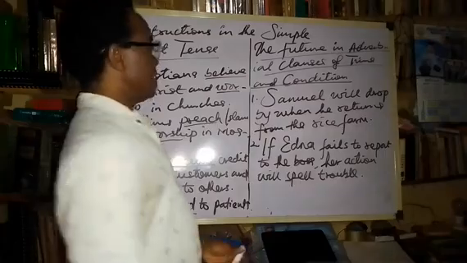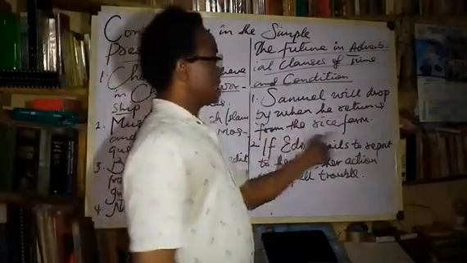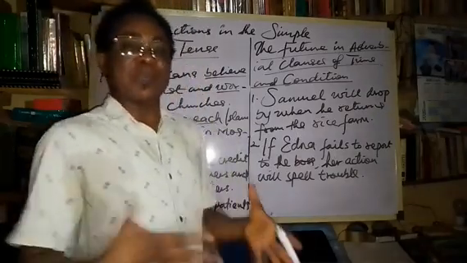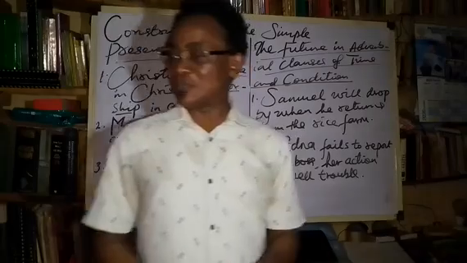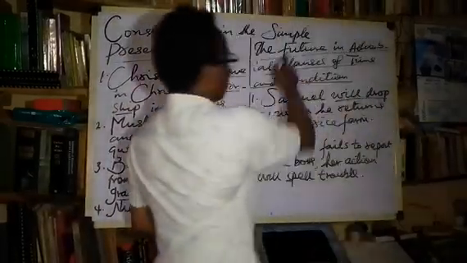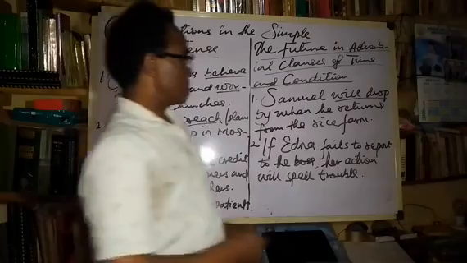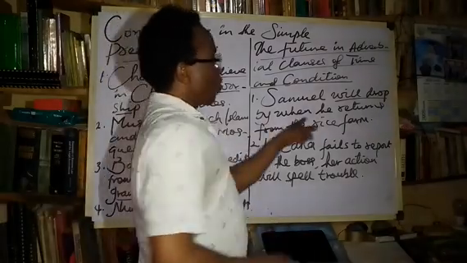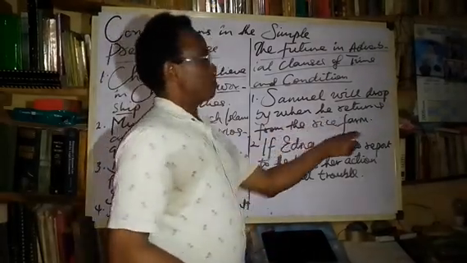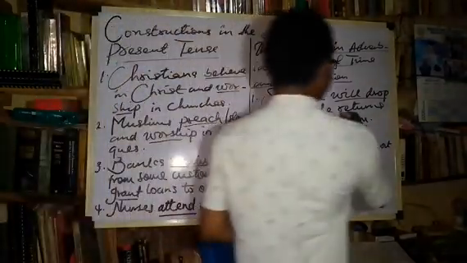The first one, number one, says, Samuel will drop by when he returns from the rice farm. Samuel will drop by. What will Samuel do? Will drop. That is the future. Samuel will drop, something he will do in the future. Then we have when he returns from the rice farm. When will he drop by? When he returns.